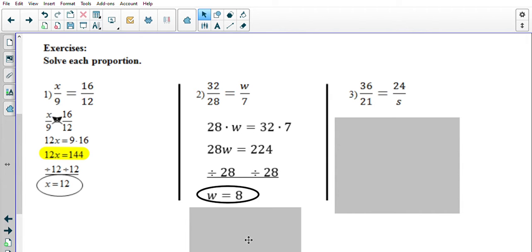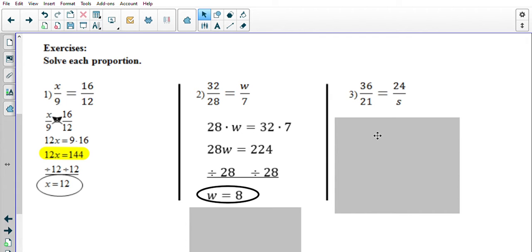I do often have students who recognize that 7 times 4 gets us 28, and if we think what times 4 gets us 32, that means that w has to be 8. That's okay as well. But again, setting up a proportion and solving proportions is one way that will always work. So let's take a look at number 3.